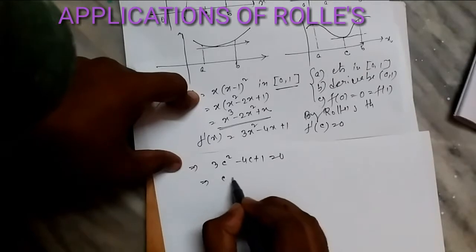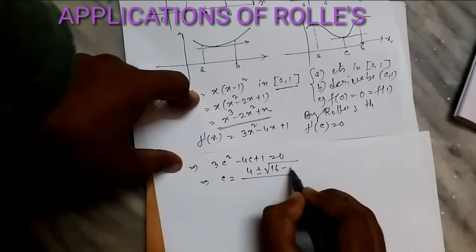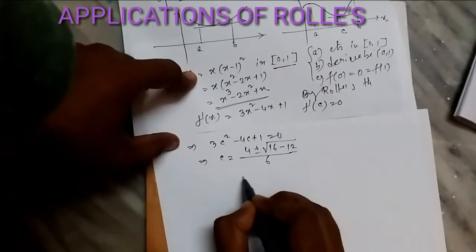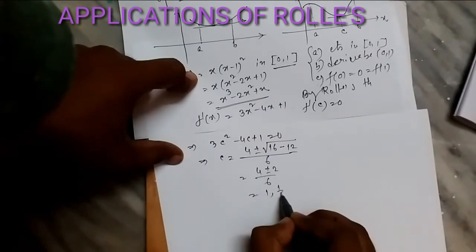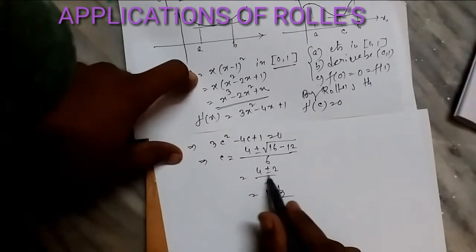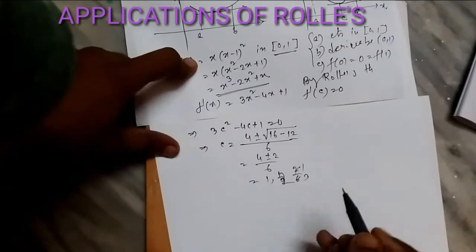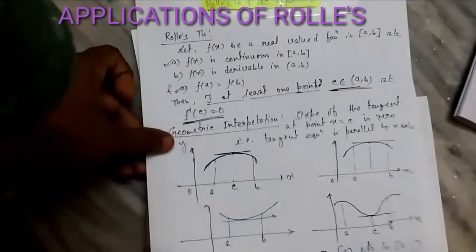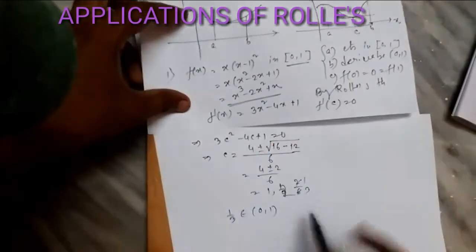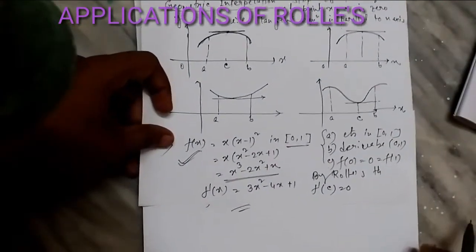That means by Sridharacharya's formula, this will be minus b plus or minus the square root of b square, that is 16 minus 12, by 6. So this value will be either 1 by 2, sorry, 2 by 6, which means 1 by 3. Here the point 1 by 3 lies between 0 and 1. By Rolle's theorem there exists at least one point, so we get this point c. So this function f is verified for Rolle's theorem.